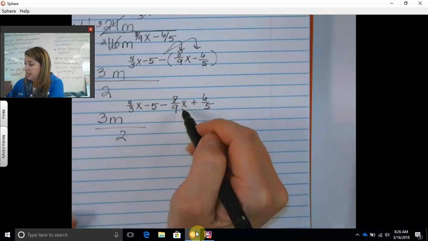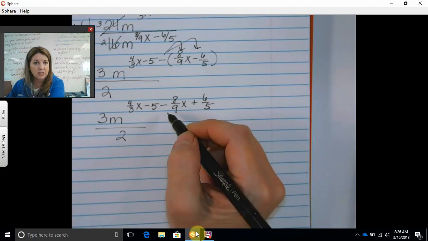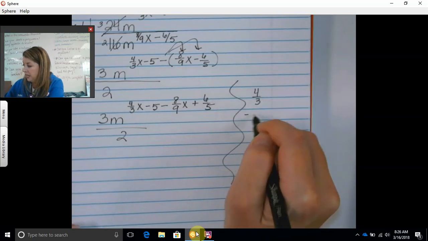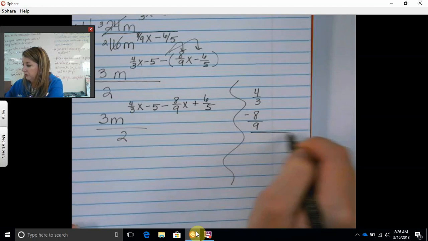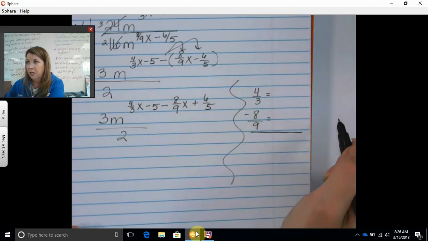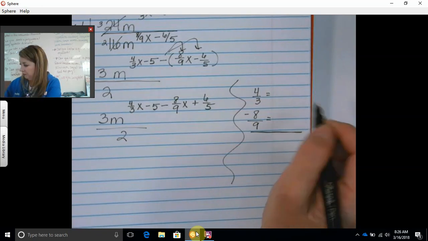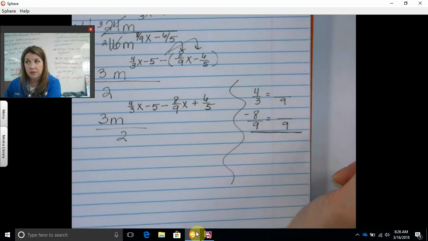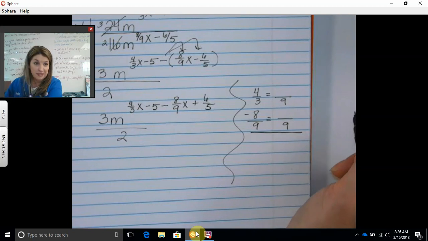So 4/3 x and -8/9 x. I'm not going to worry about the x for now because all I have to do is add or subtract the coefficients, right? So I'll do that on the side. I have 4/3 minus 8/9. Now remember, when you're adding and subtracting fractions, you have to get a common denominator. And what's it going to be? 9. Y'all remember how to add and subtract fractions? Good, because we learned it in 3rd grade. Or I learned it in 3rd grade. I don't know when y'all learn it these days.